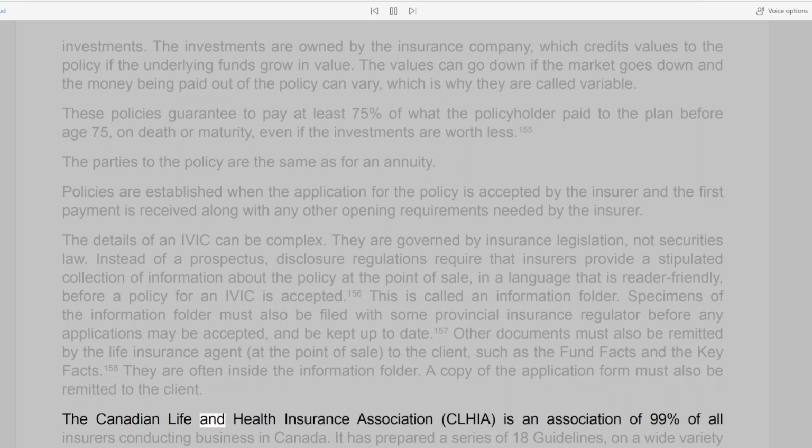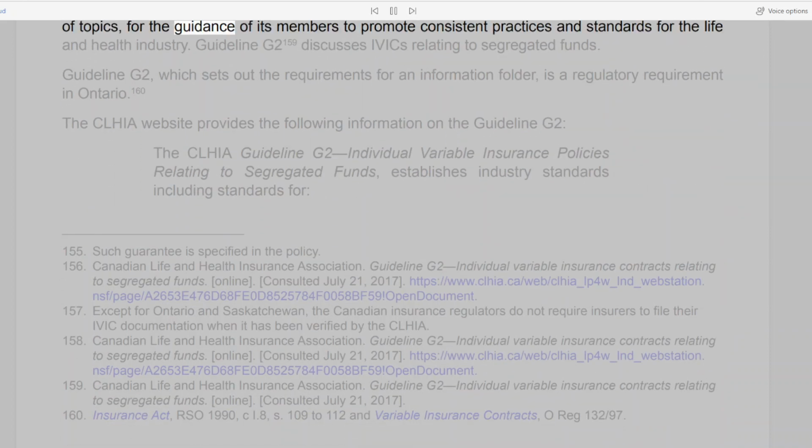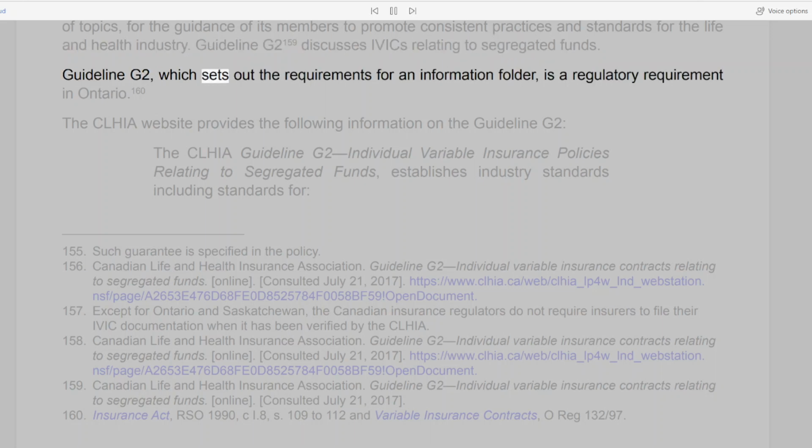The Canadian Life and Health Insurance Association, CLHIA, is an association of 99% of all insurers conducting business in Canada. It has prepared a series of 18 guidelines, on a wide variety of topics, for the guidance of its members to promote consistent practices and standards for the life and health industry. Guideline G2 discusses IVICs relating to segregated funds. 159. Guideline G2, which sets out the requirements for an information folder, is a regulatory requirement in Ontario.